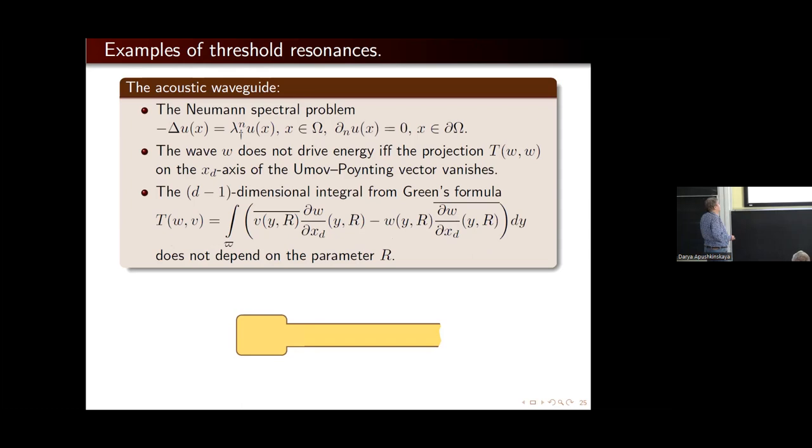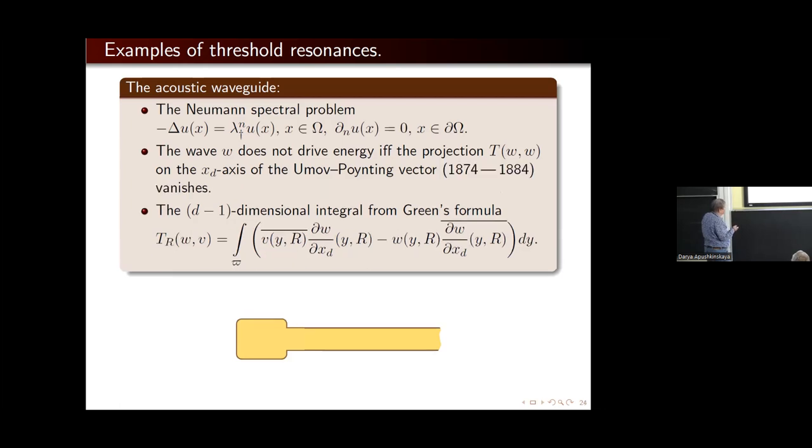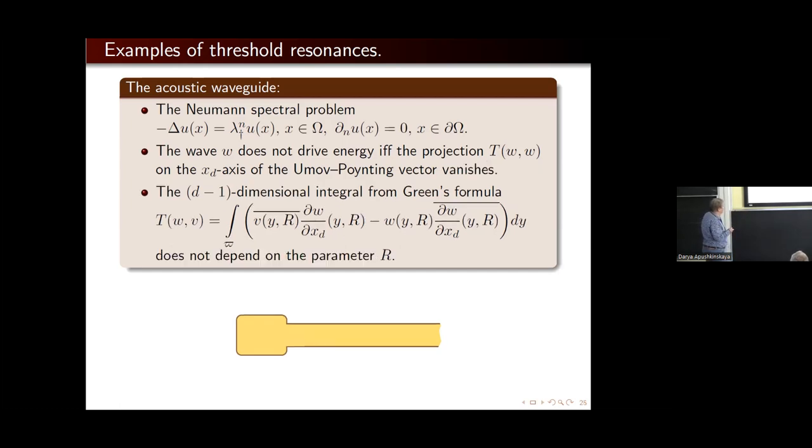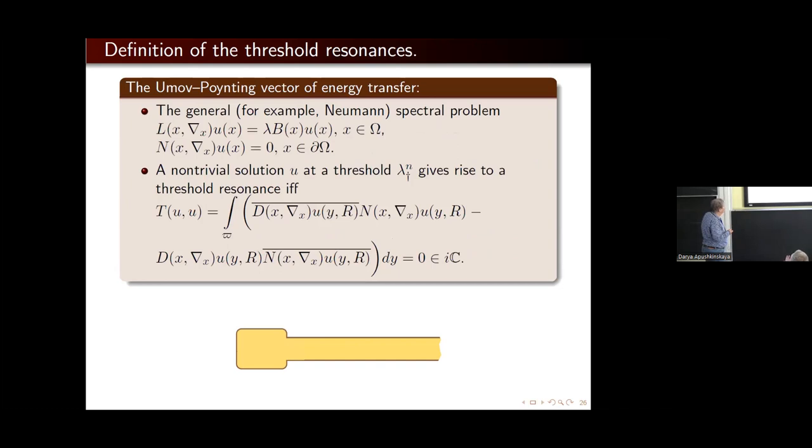And yes, it's here. And this is nothing but the Umov-Poynting vector. Yes, Umov found this thing for acoustics and elasticity, and Poynting for electrodynamics. Sergei, the right term is dV. Yes. Sorry. Here we have V instead of W. The same is here. And you know, but this is okay. Yes.